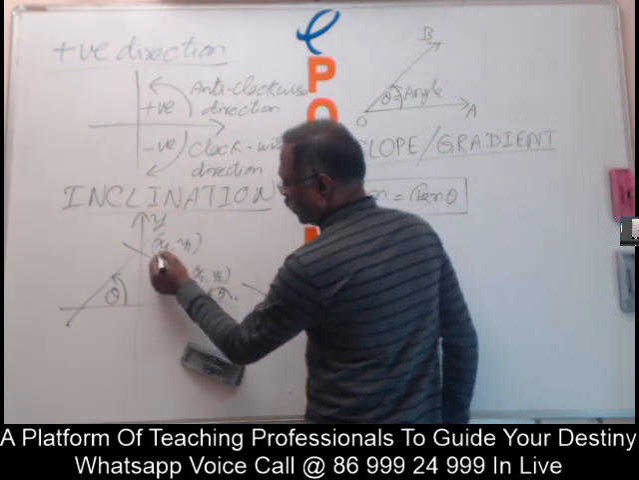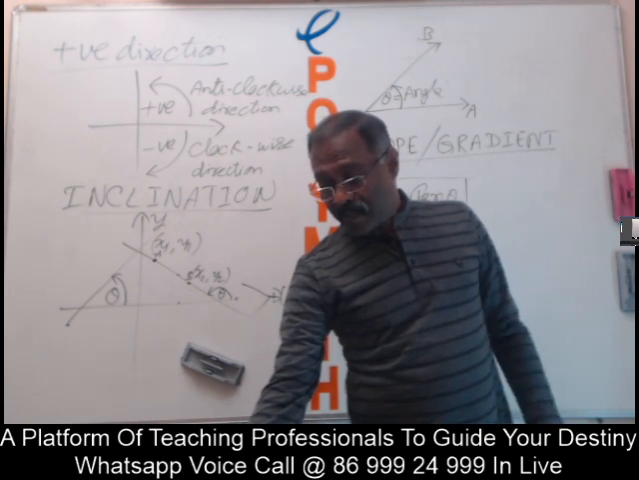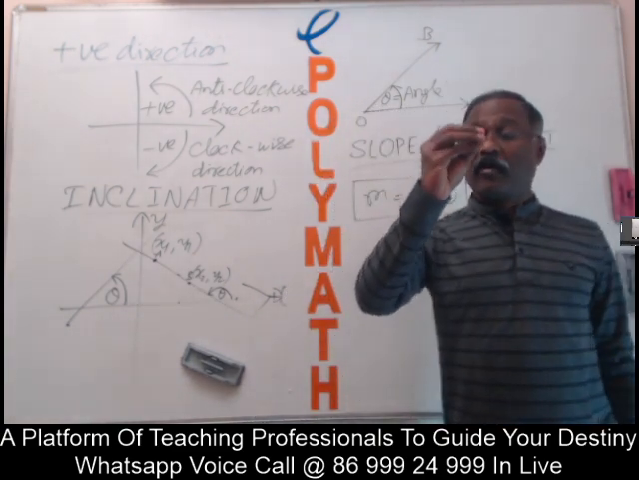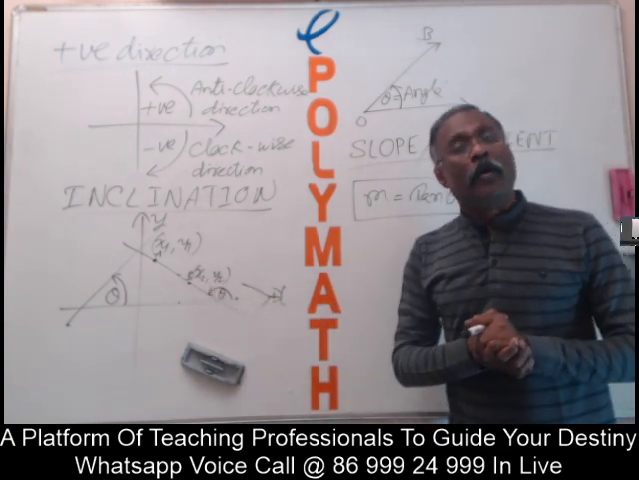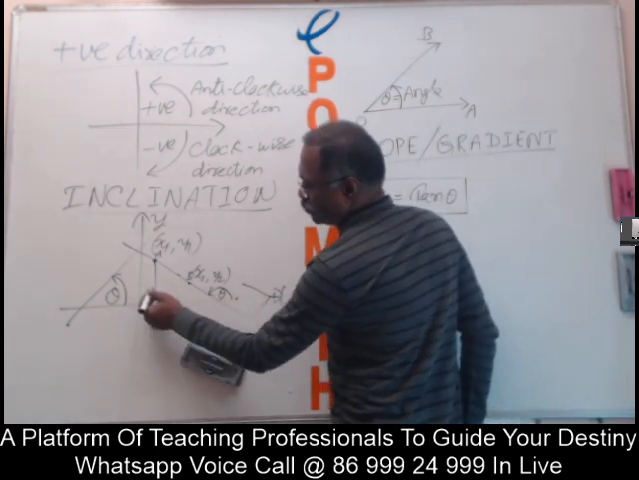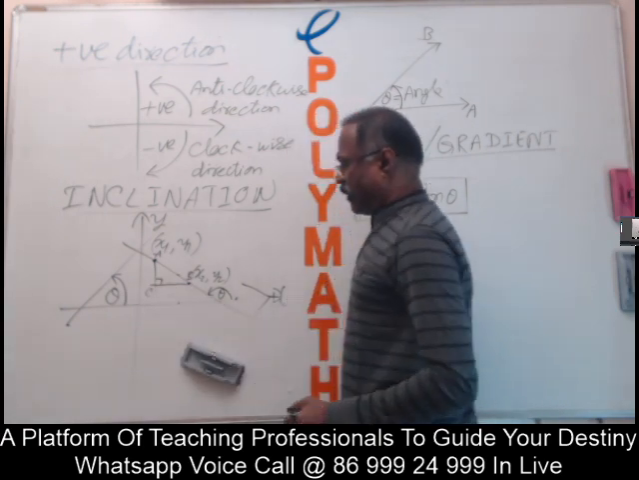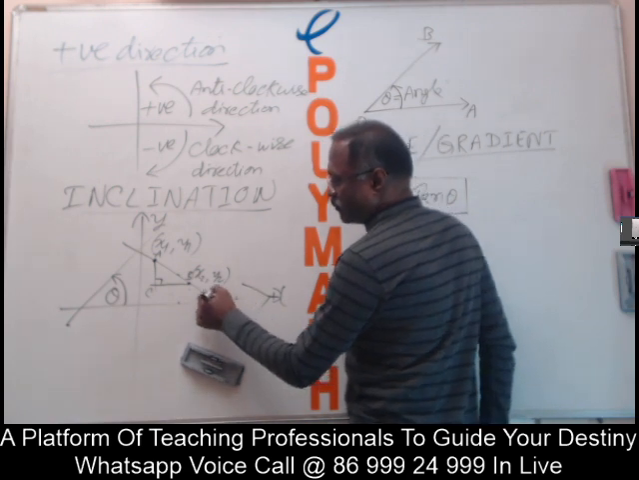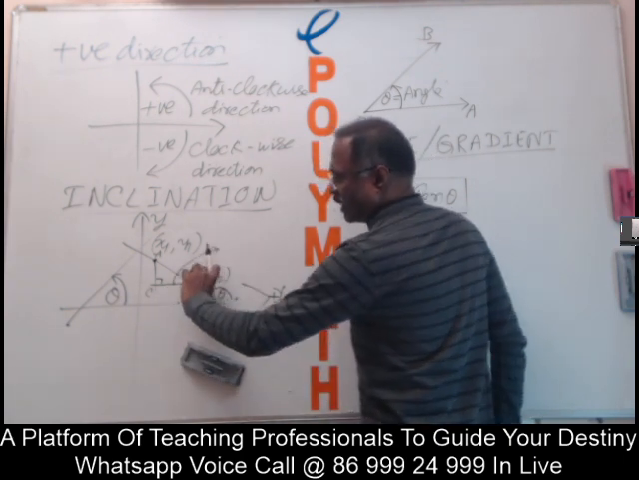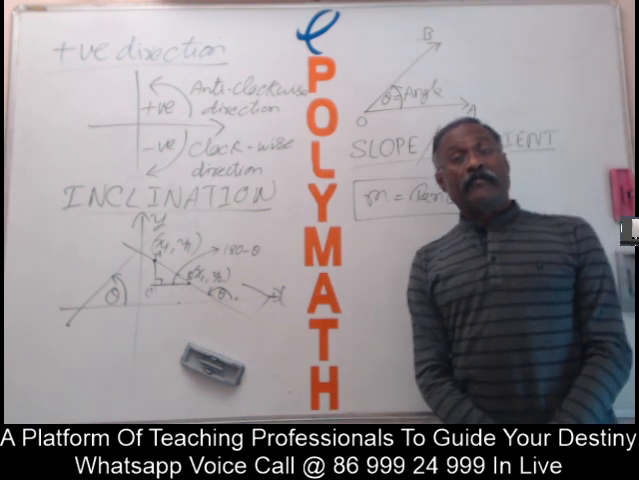What I mean to say is, instead of inclination, if you are given 2 points on the line, how do you find the slope of the line? Very simple. Let us construct a right angle triangle by drawing a line parallel to the y-axis and another line parallel to the x-axis. This is 90 degrees. Let me call this C. If this is theta, what is this angle now? It is 180 minus theta.